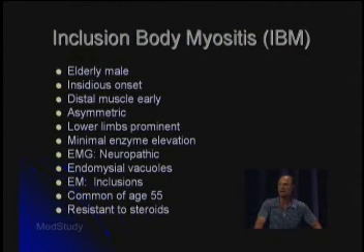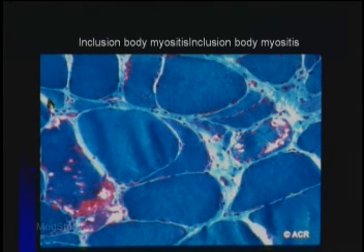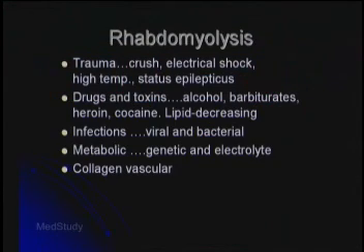Their muscle enzymes are not particularly elevated. An EMG shows more of a neuropathic than a myopathic pattern. And on biopsy, they have these inclusion bodies, these endomyosial vacuoles. There might be a little clue to the diagnosis. It's more common after the age of 55, and these patients do not respond to steroids. Please asterisk that stupid little slide that I've just given you. There's a question coming. Those are what endomyosial vacuoles look like, just to show you a pretty picture, but you'll never be asked that.